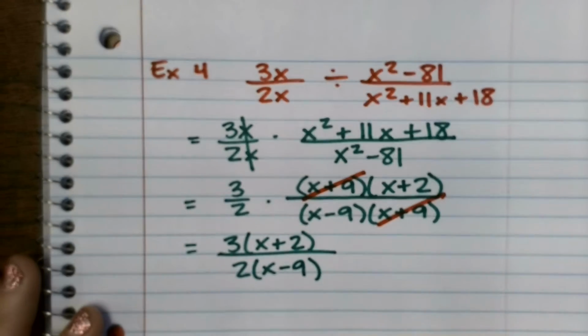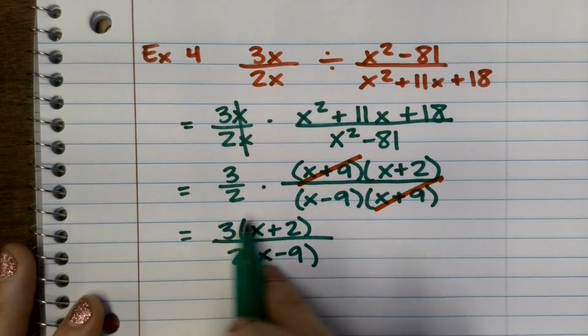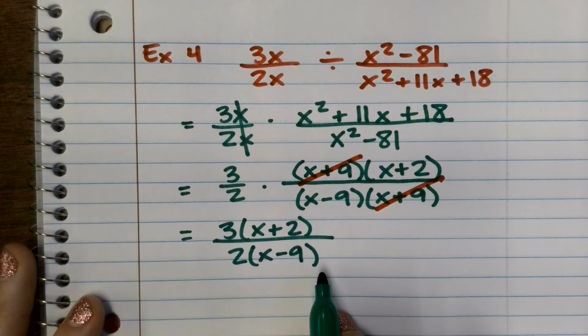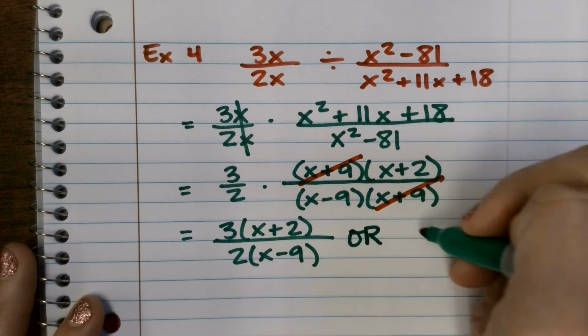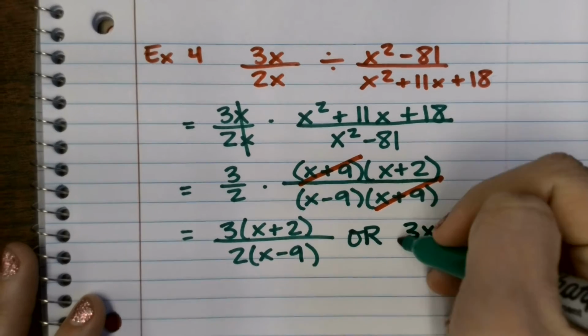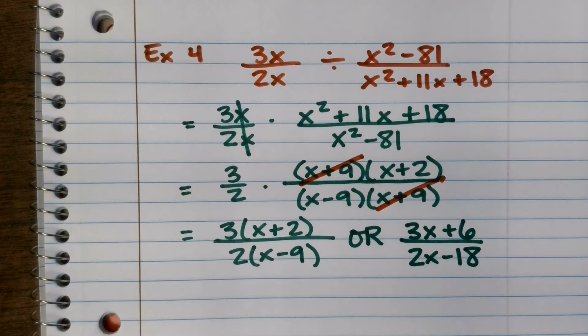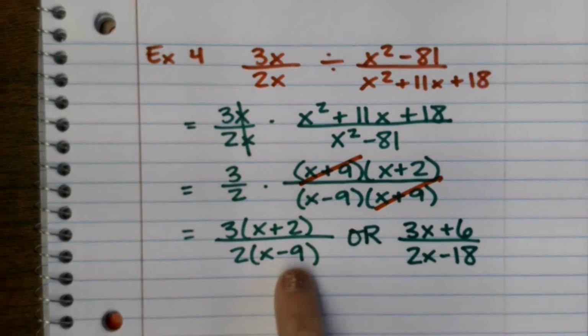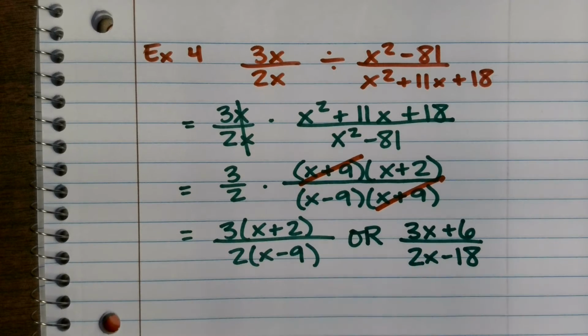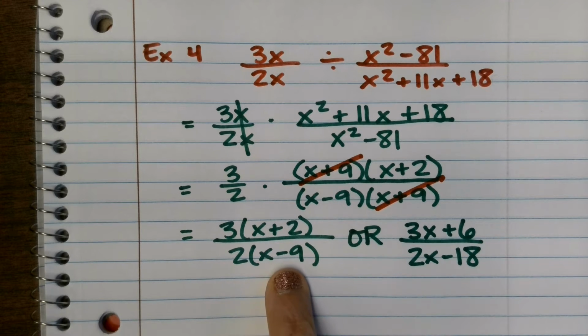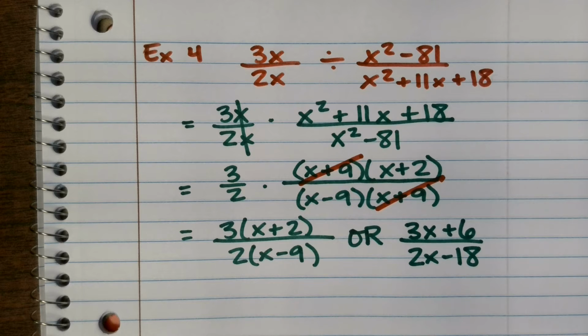minus 9. And again, I could distribute that 3 through, I could distribute the 2 through, but this is just as simplified as a 3x plus 6 over 2x minus 18. And I believe Delta Math will accept either of those. If it doesn't, then let me know and I can give you the point back for it because I can see your answer. But I believe it accepts both of those as an answer. I already switched off of it, or I would try it to see if it would tell me that's the answer.